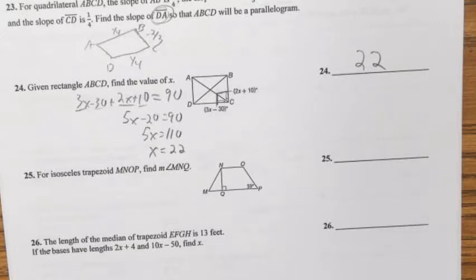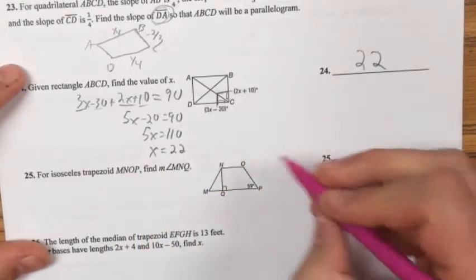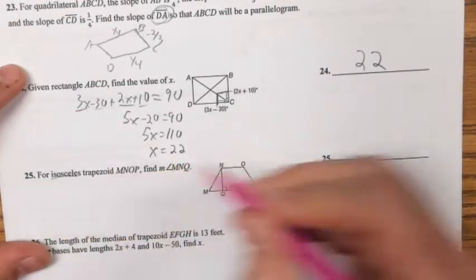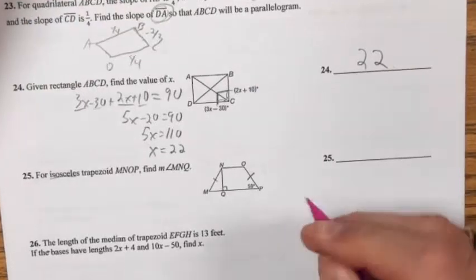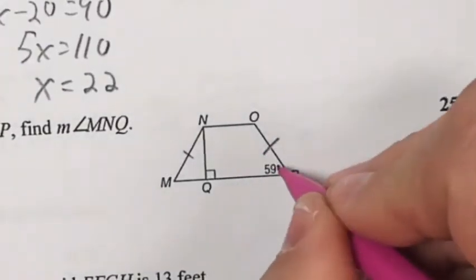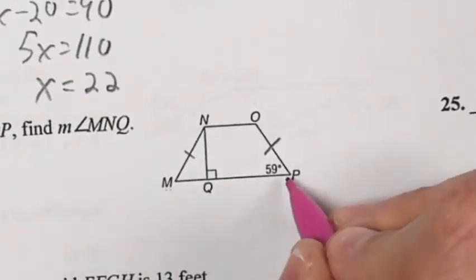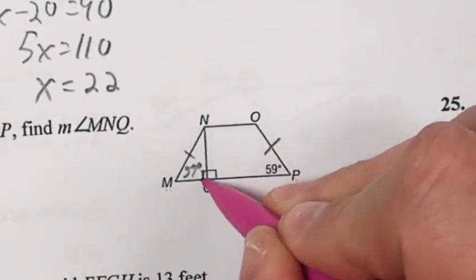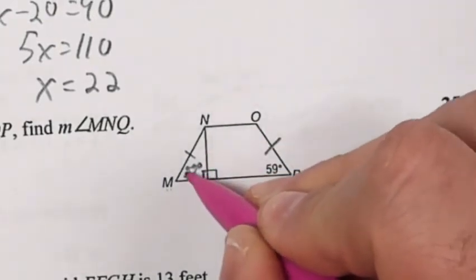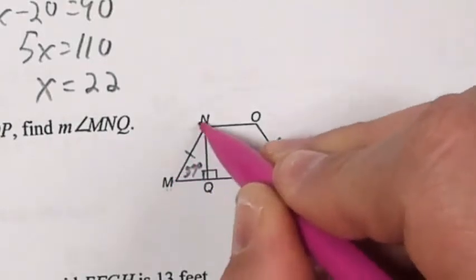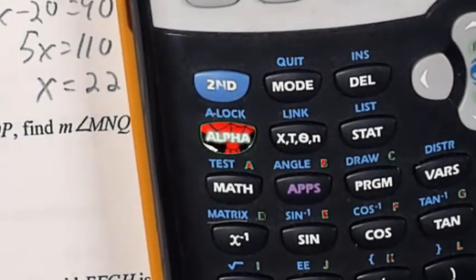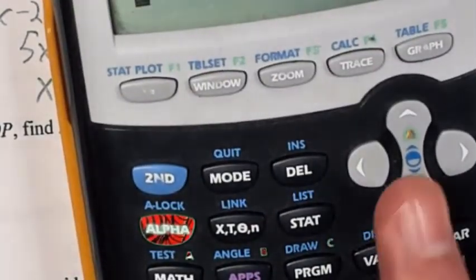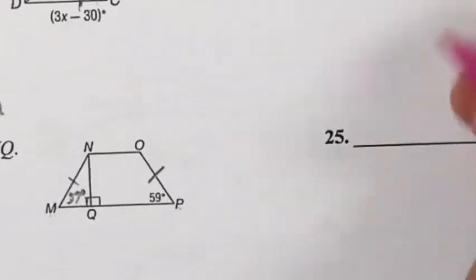For number 25, we've got the trapezoid MNOP. We want the measure of angle MNQ. Well, it tells me it's an isosceles trapezoid, so those two are equal. And I know that in an isosceles trapezoid, base angles are equal, so angle M and P will be congruent, so this is 59 degrees. Now, since this is a right angle, I can just subtract 90 and 59 from 180 to find the measure of angle MNQ. So 180 minus 90 minus 59, and we're at 31 degrees.